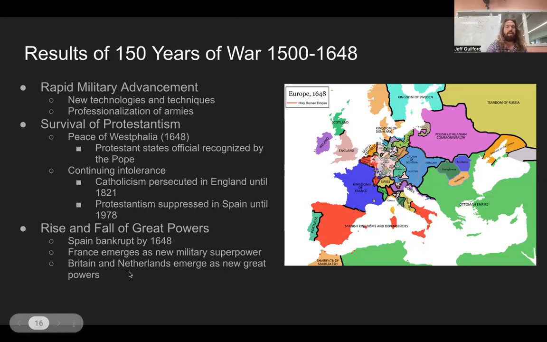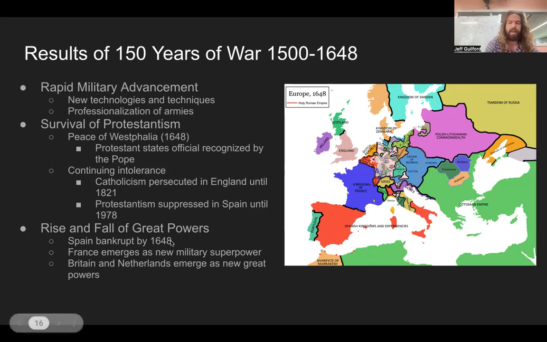And last of all, there are some pretty big results of these wars in terms of shifting levels of power. Spain is the big loser of these wars. Even though Spain was super rich and had lots of money, they basically lose these wars and as a result end up much less powerful and bankrupt by 1648. So Spain, which was a major power at the beginning of this time period, is now basically out of the picture for a while.